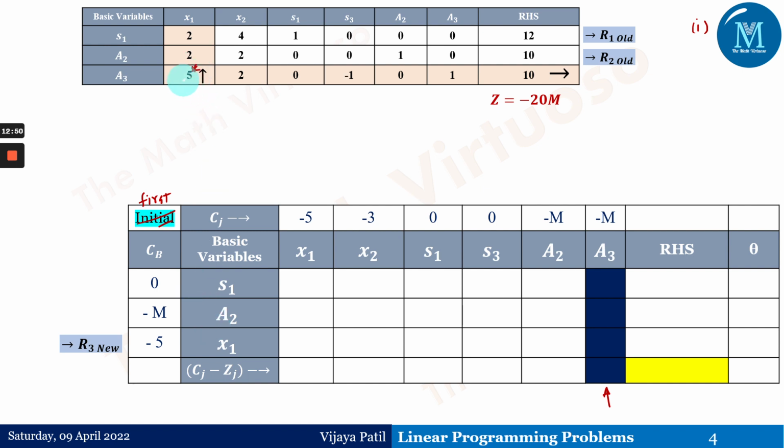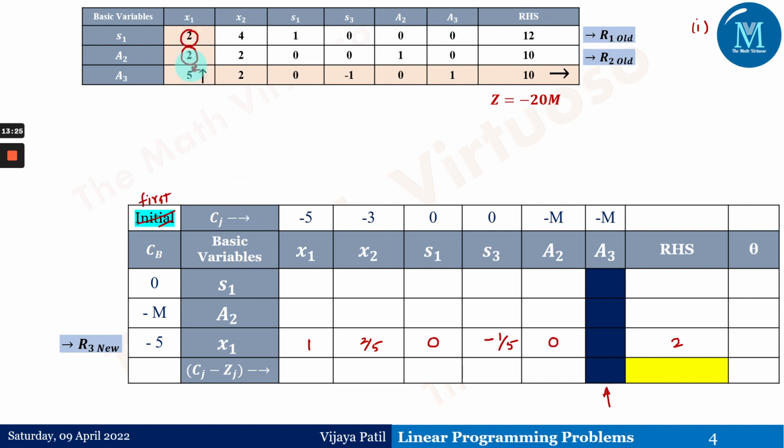We have to make this element 1, so dividing throughout the third row by 5, that becomes 1, because 5 by 5 is 1, then it is 2 by 5, then 0, then minus 1 by 5, then 0, no need to calculate whatever it is, then the RHS becomes 2. That means we have got this element as 1. Now what is the next target? Next target is to make this 2 zero, make this 2 zero.